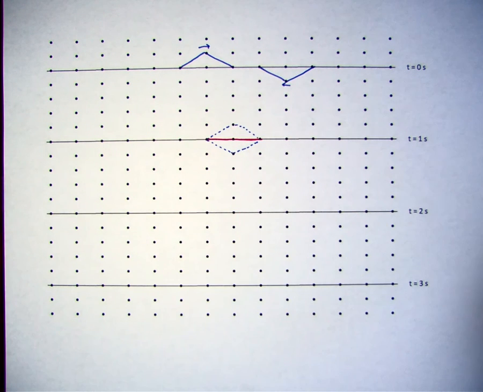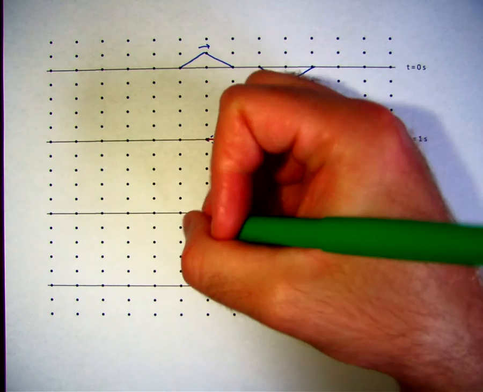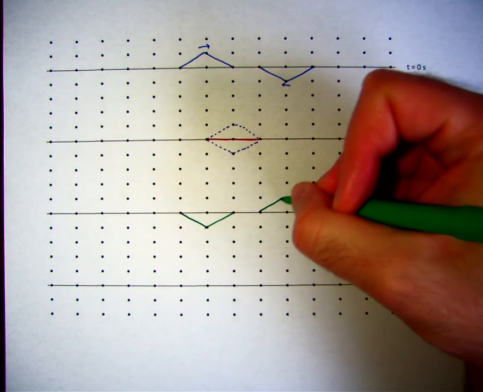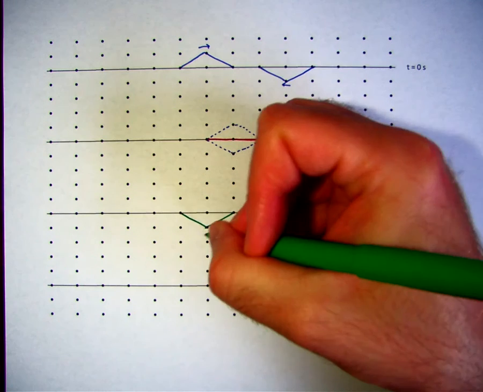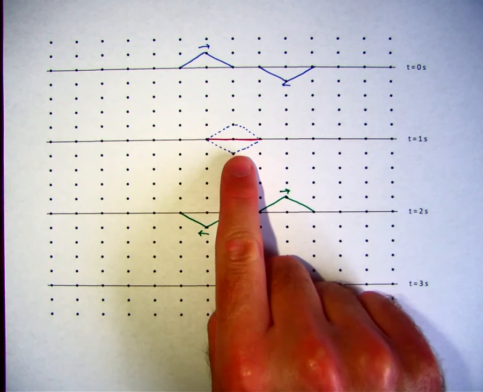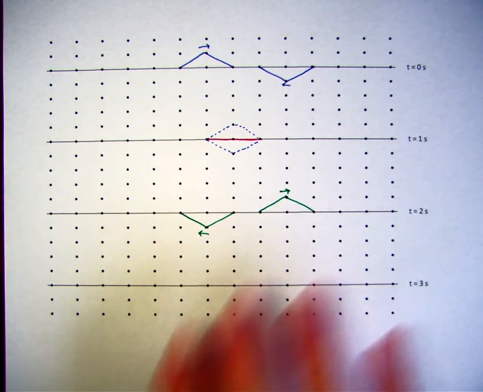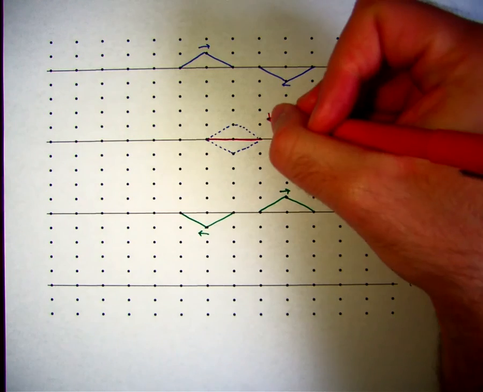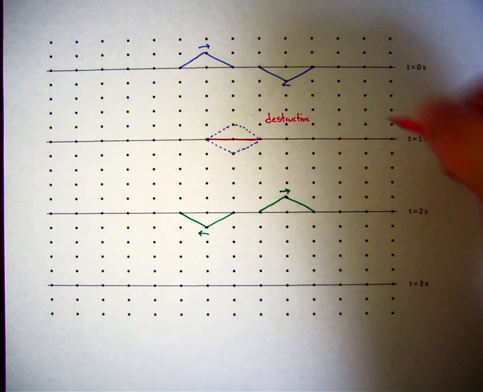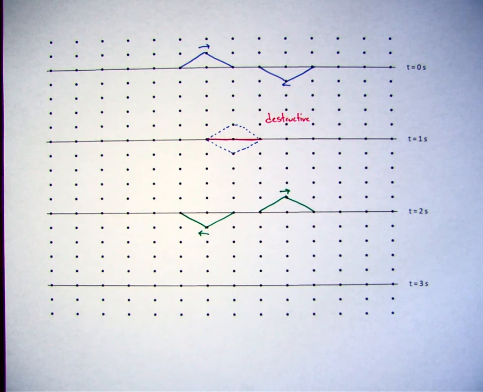But as time goes on, you will see these waves just continue on. So it's just for a brief moment. They don't actually destroy each other, but for a brief moment it looks like they're not there, then they just continue on their merry way. This is called destructive interference. It's destructive interference because they are destroying each other.